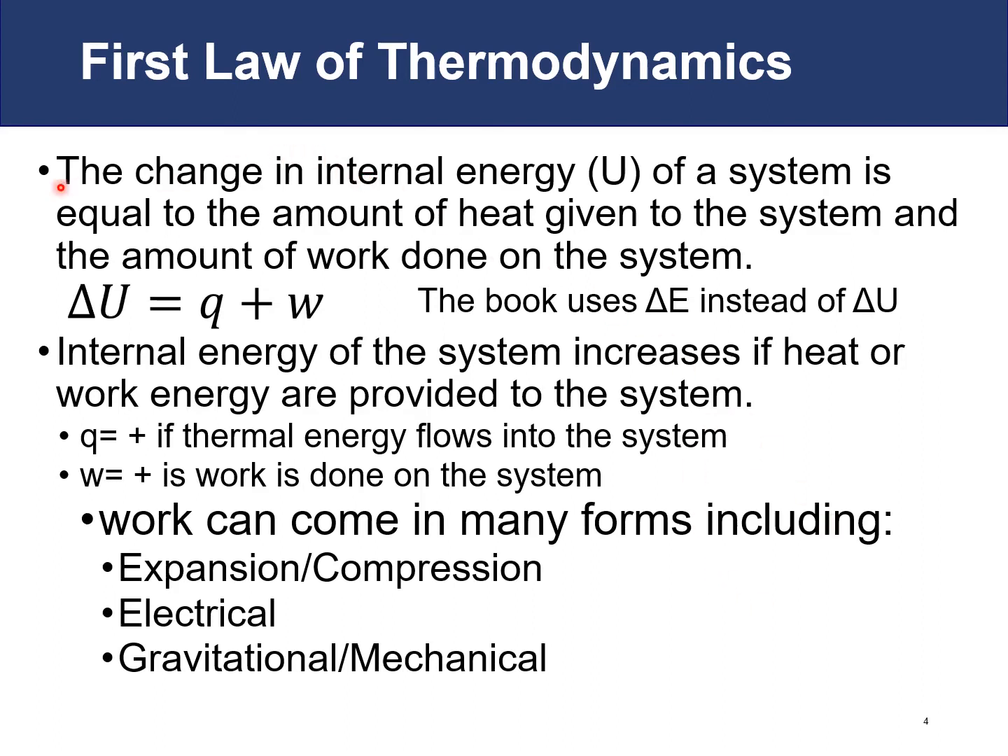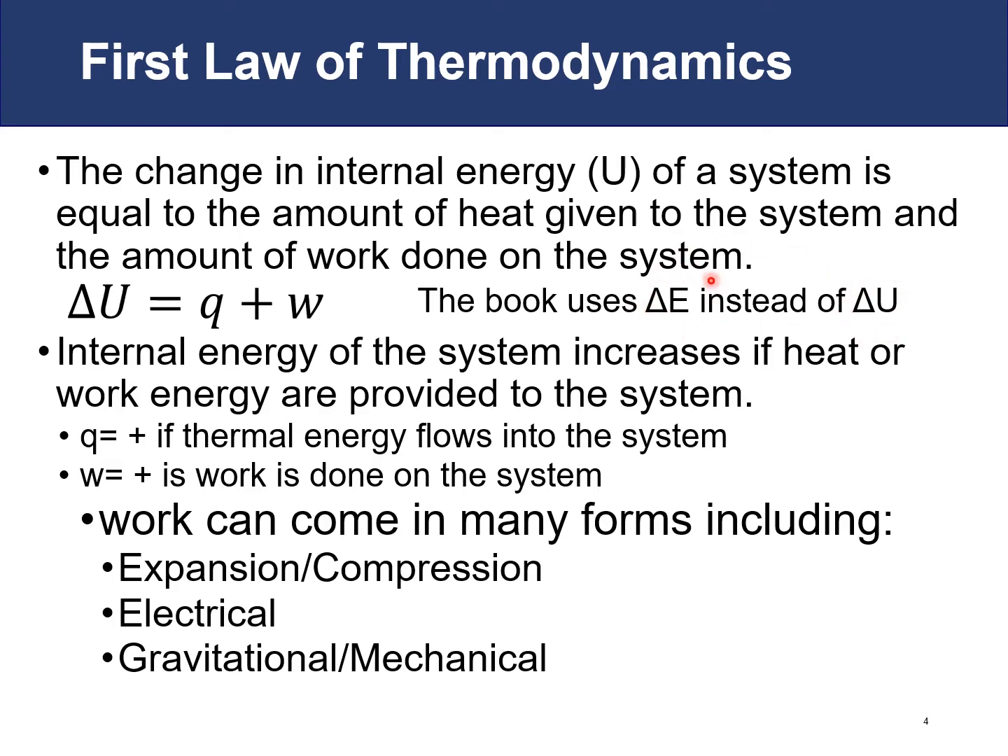Mathematically, the change in the internal energy of a system is equal to the amount of heat given to the system and the amount of work done on the system. The classic equation for this is delta U equals Q plus W. The Tro textbook uses delta E instead of delta U, but depending on where you look on the internet, you will see either delta U, which is much more common, or delta E.